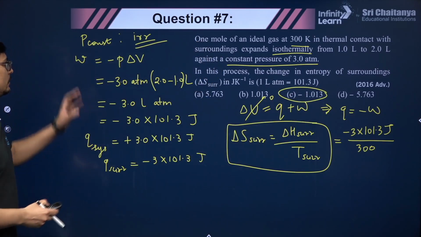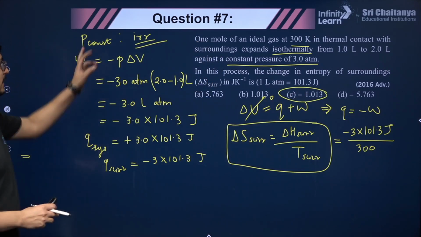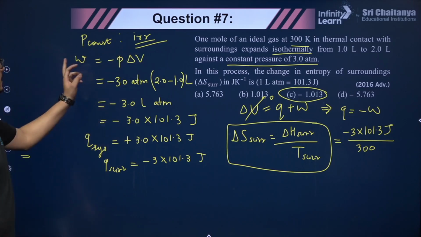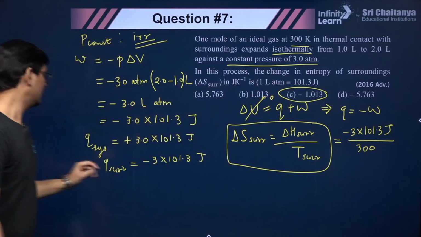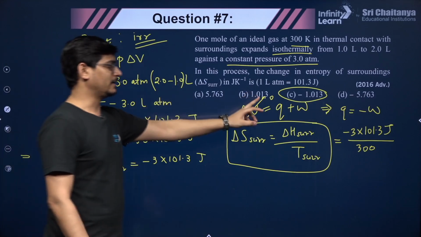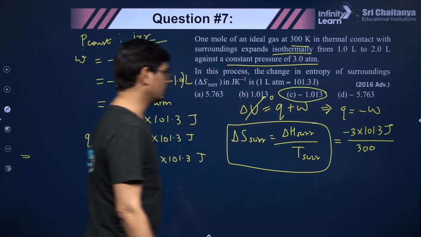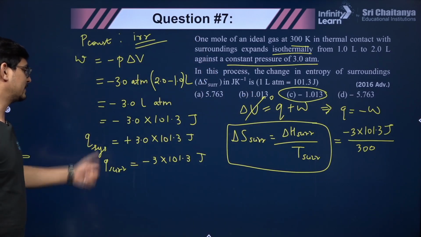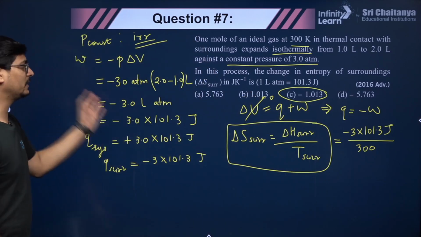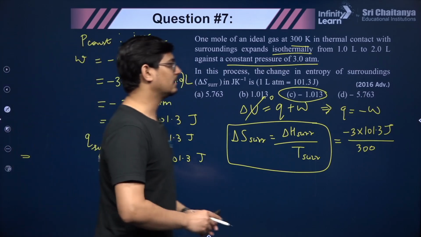Okay. So some important concepts we have learned: constant pressure means irreversible. Work done is minus P delta V. Then remember the conversion factor. Then for isothermal process of an ideal gas, Q is equal to minus W, and entropy change is heat divided by temperature, and heat of the surrounding is negative of the heat of system. So many concepts in one single question.